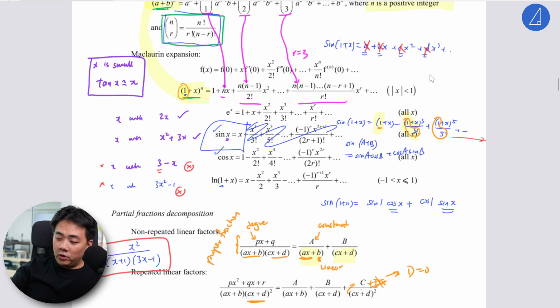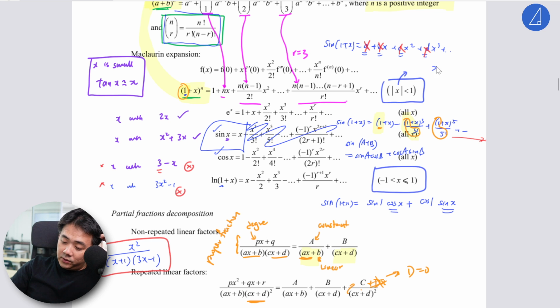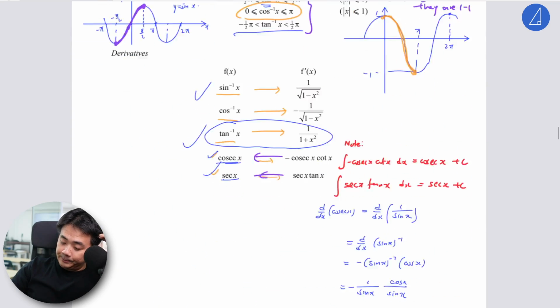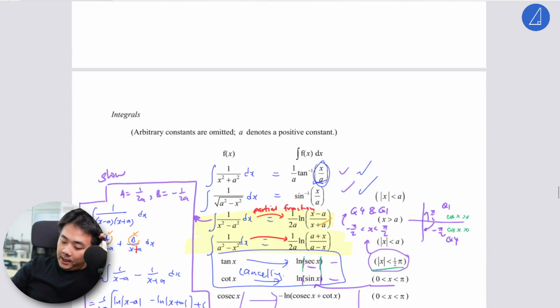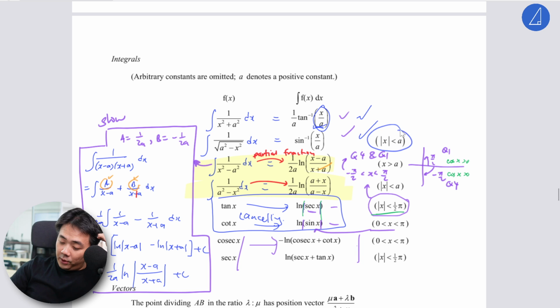So for Maclaurin series, the validity are here. Just make sure if you replace x with x over 2, then the validity will just be x over 2 less than 1, whatever you replace. Same with this guy. If you look at this guy here, it's mod x less than a.